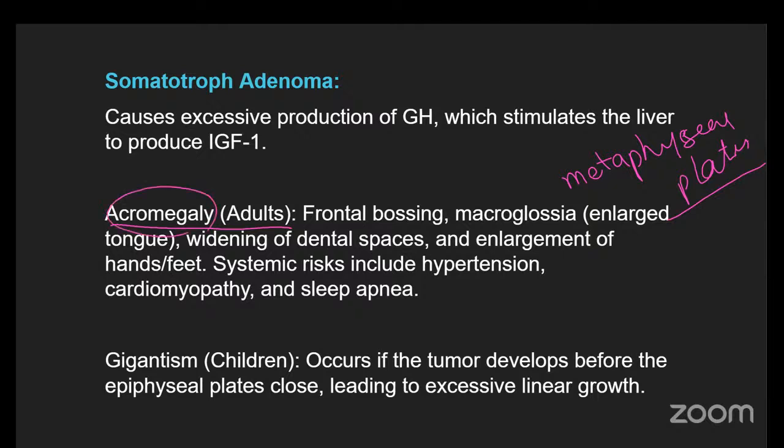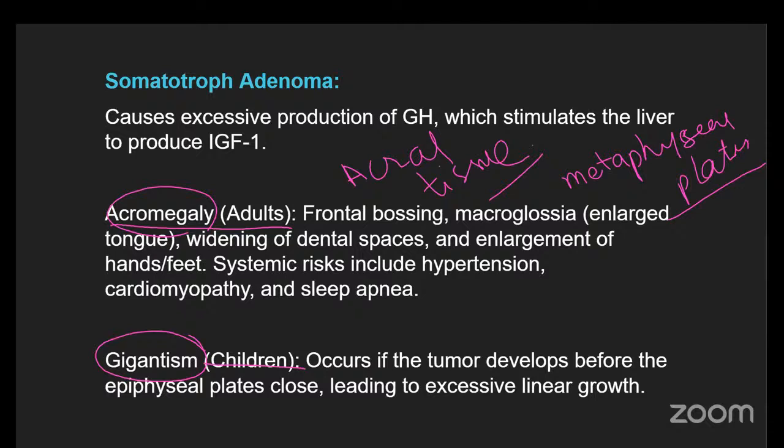If the fusion has not happened, if the growth plates are still there, then there is going to be gigantism. Why? Because the long bones can still grow. So what happens in acromegaly? The height does not grow, but all the soft tissues, which are called the acral tissues, end up growing. And what do I mean by acral tissues? The tongue, the jaw, and the hands and the feet.